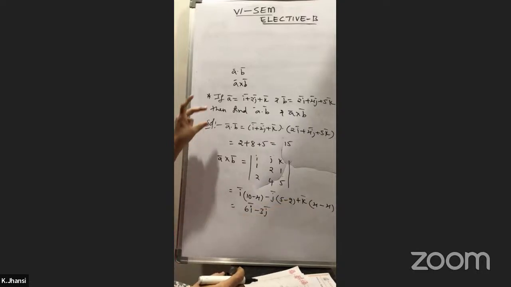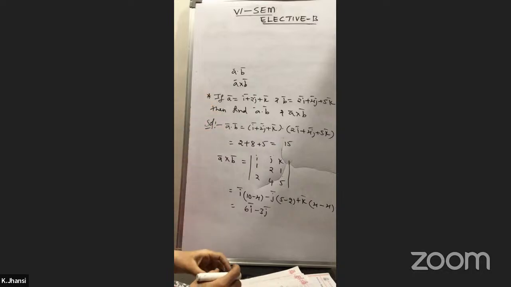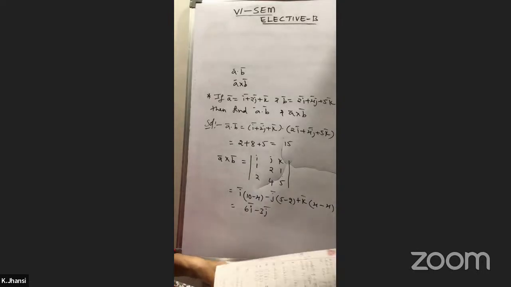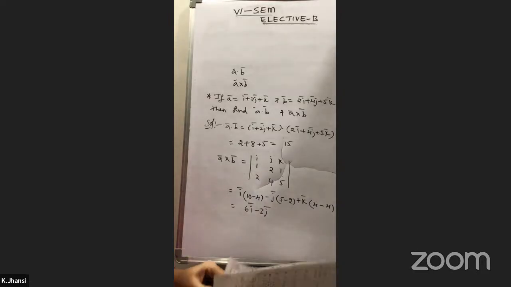So like this, we have to find A dot B and A cross B. For this, problems are there in the textbook, so try to practice all those problems.